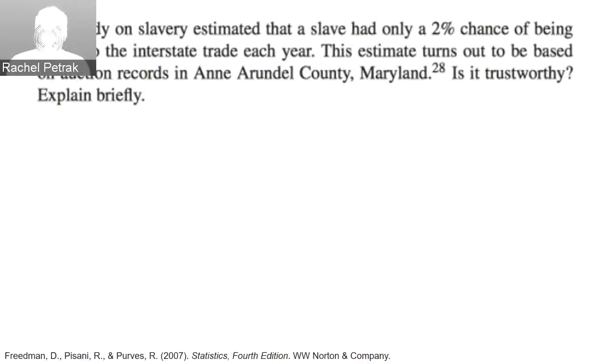Our next problem has one study on slavery estimated that a slave had only a 2% chance of being sold into the interstate trade each year. This estimate turns out to be based on auction records in Anne Arundel County, Maryland. Is this trustworthy? No, it's not. Very good. Why not? Because this county might be exceptional. It's just one county, and in fact, it is exceptional.